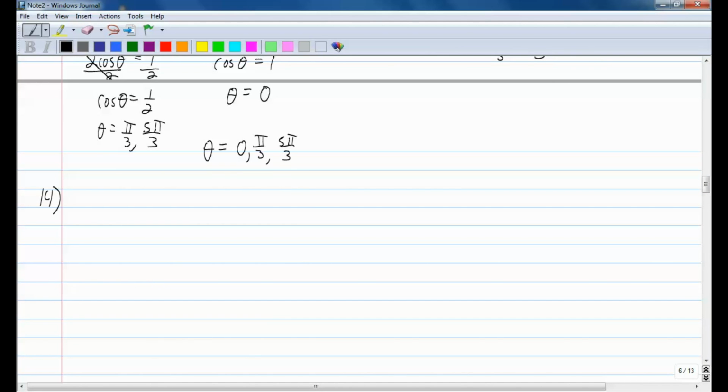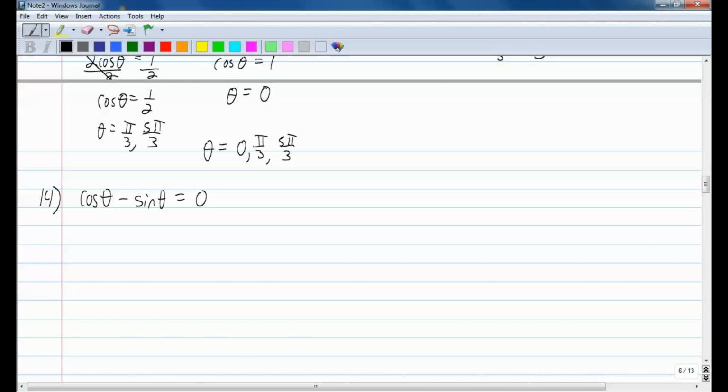Alright, number 14. Cosine of theta minus sine of theta equals 0. So I have a trig function to the first power and another trig function to the first power. This one is kind of tricky.